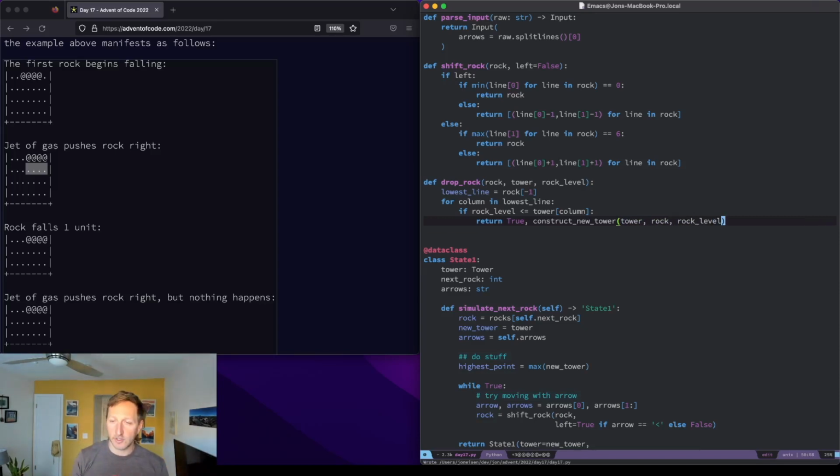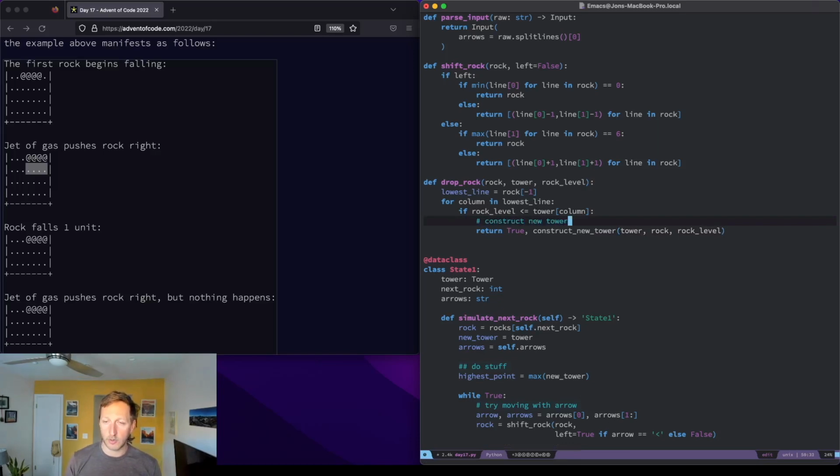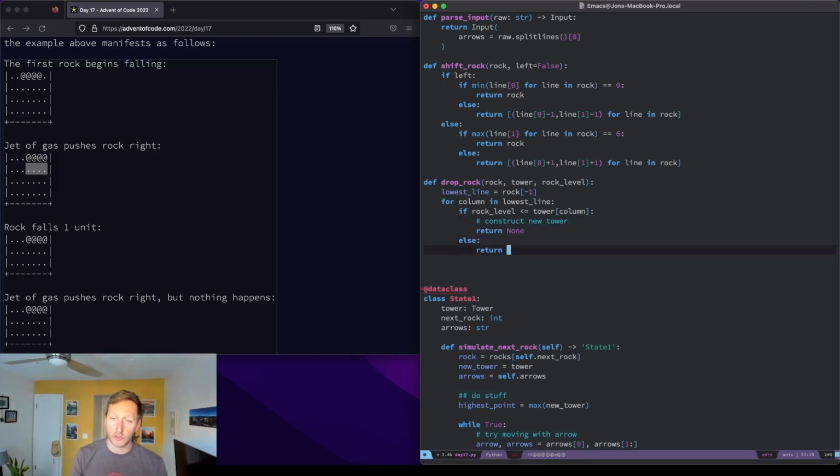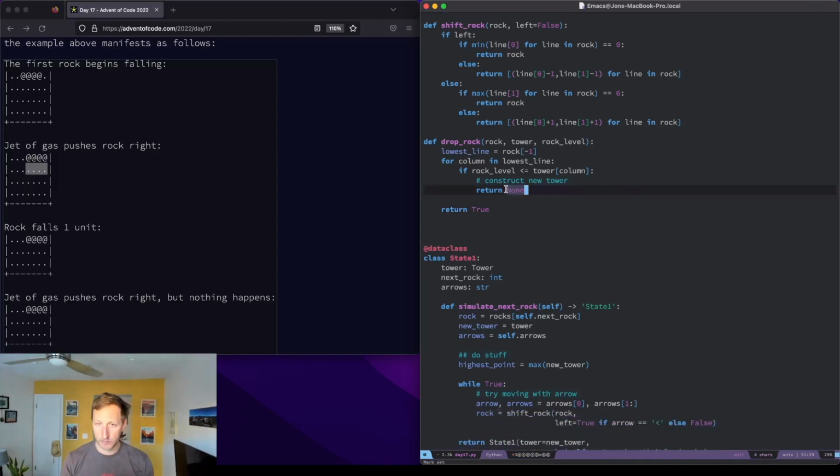All right, so we just need to construct the new tower here. I'm going to skip that for now. And if the rock level is less than or equal to, we'll just return false, or none, because we couldn't drop the rock. Else return true. Okay. Can drop rock. Okay.